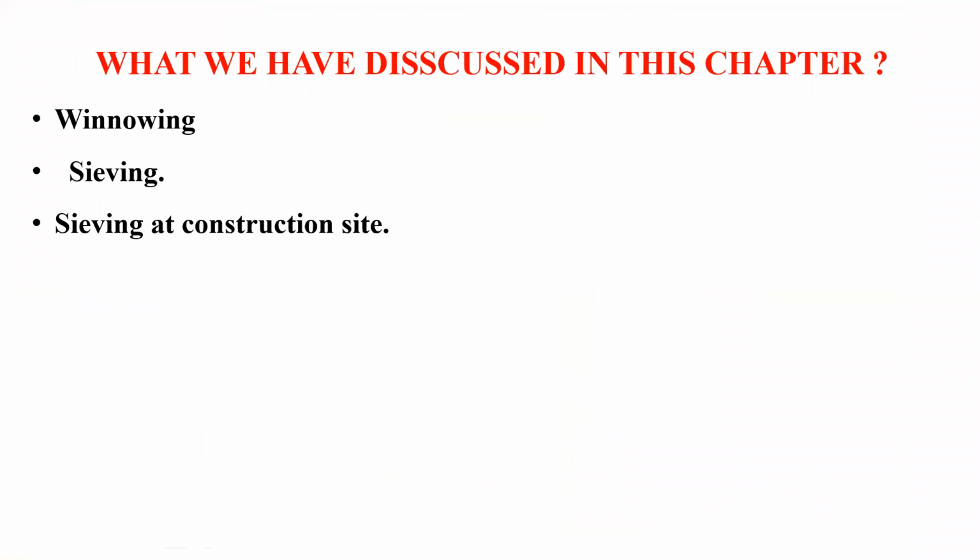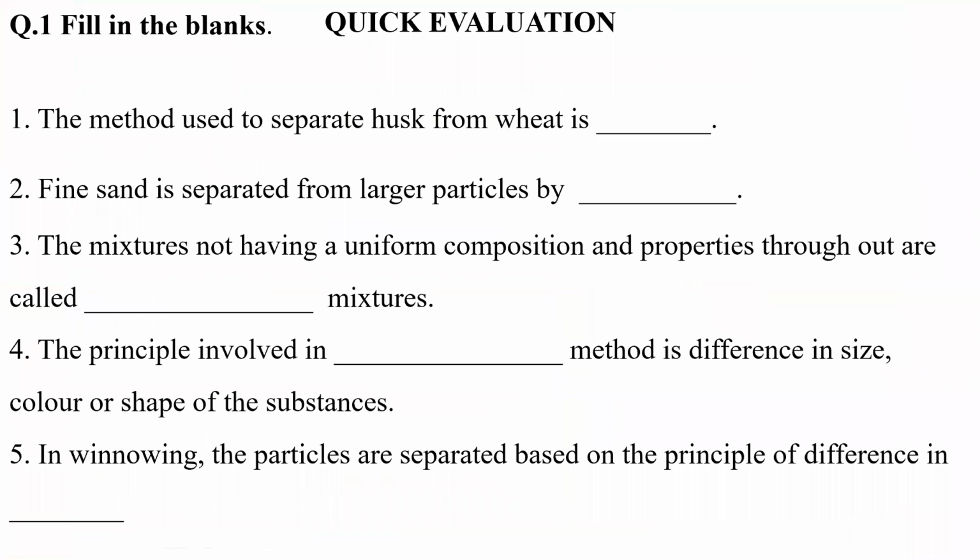So what we have discussed in this chapter: hand picking, winnowing, sieving and construction. Hope that's clear. So now that's our science routine for every class.